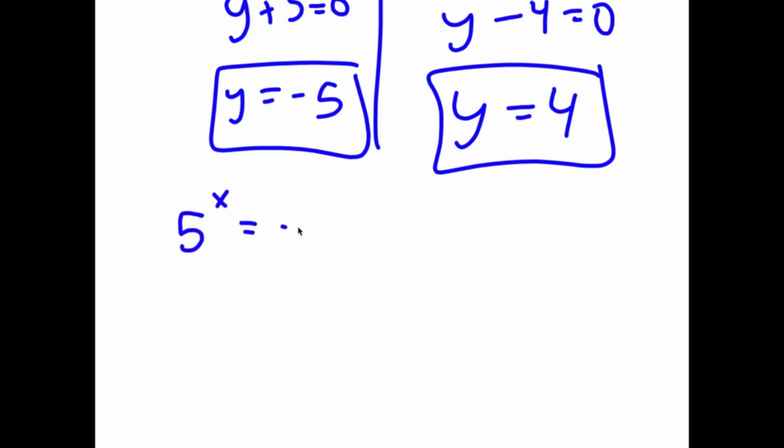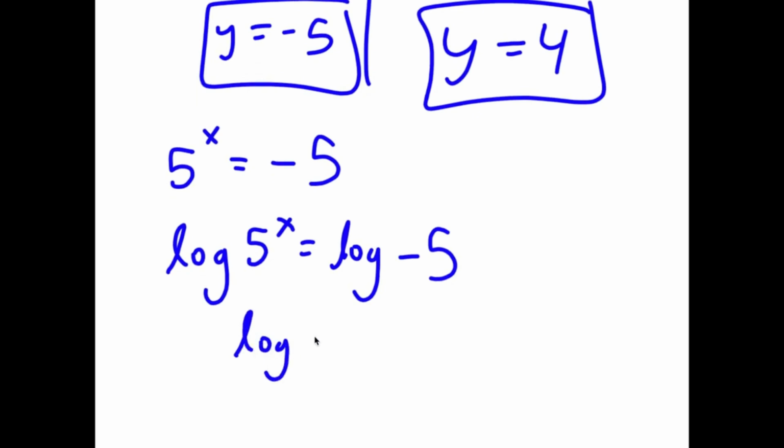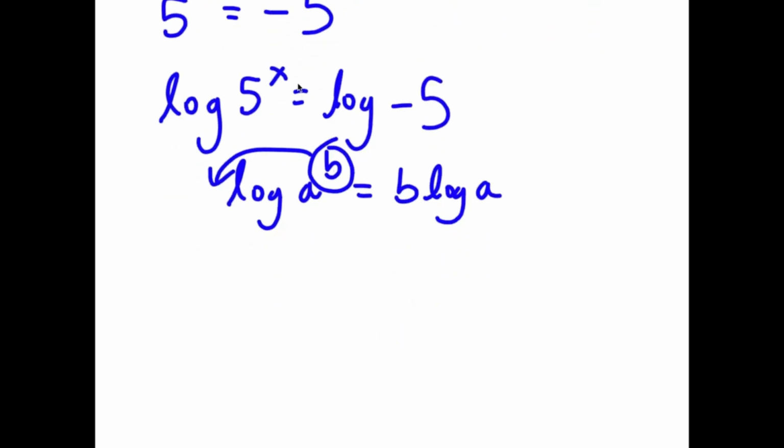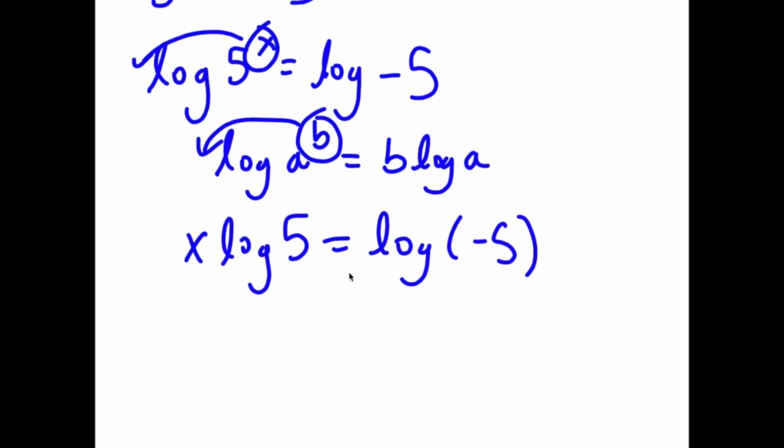So I have 5 to the power of x is equal to negative 5. I'm going to start by taking the log on both sides. So I have log 5 to the power of x is equal to log negative 5. Now if I have something in the form log a to the power of b, I can move this exponent of b to the front. So this is equal to b times log a. So log 5 to the power of x, I can move x to the front, so now I have x times log 5 is equal to log negative 5.